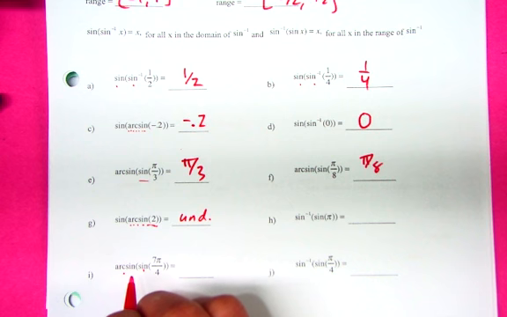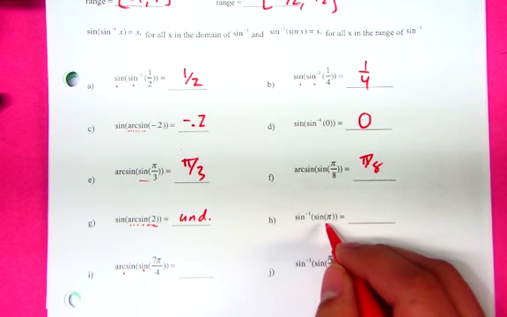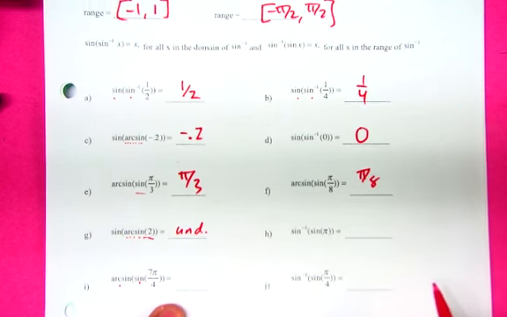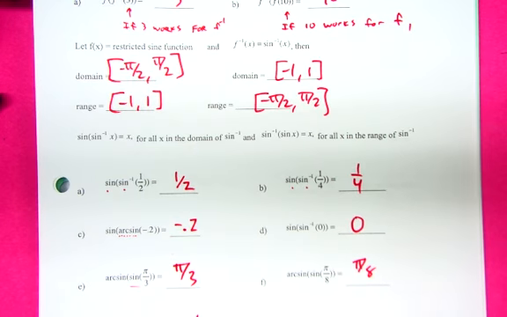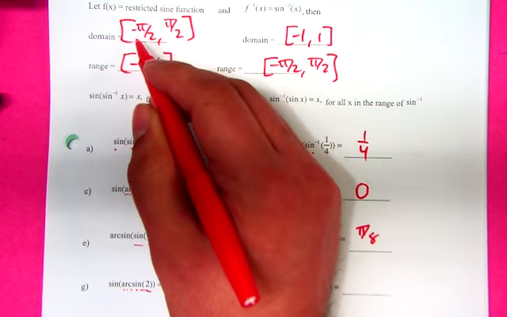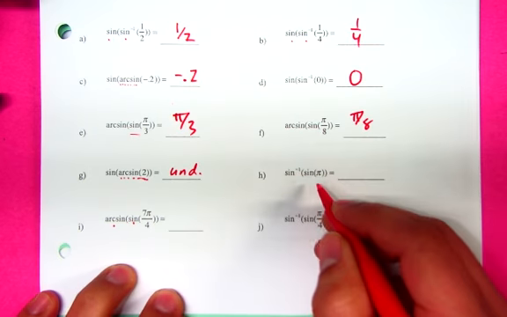Patrick, what about H? That's not possible. Well, slow down a second. It's not in the domain, but it's possible. Inside we have the restricted sine. Pi is not between negative pi over 2 and pi over 2. You guys see what he's saying? But do we know how to find the sine of pi?